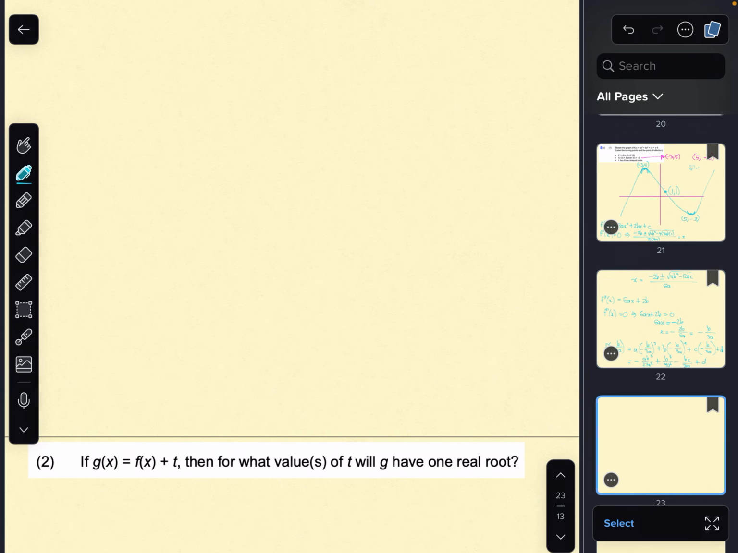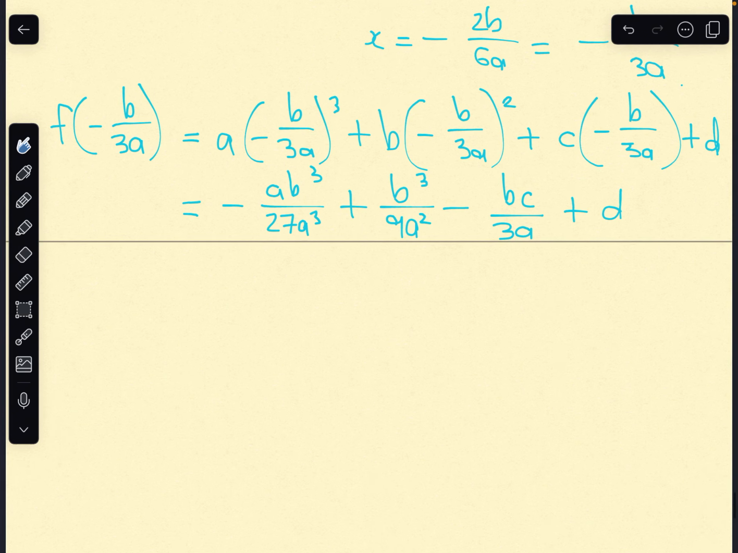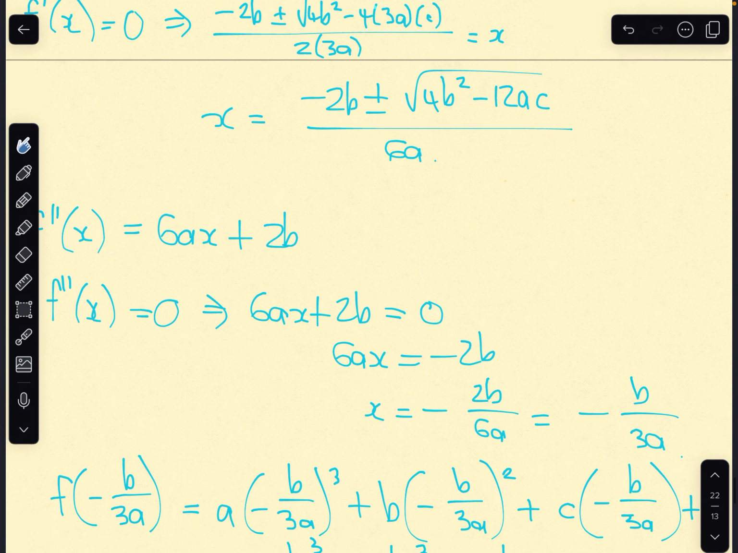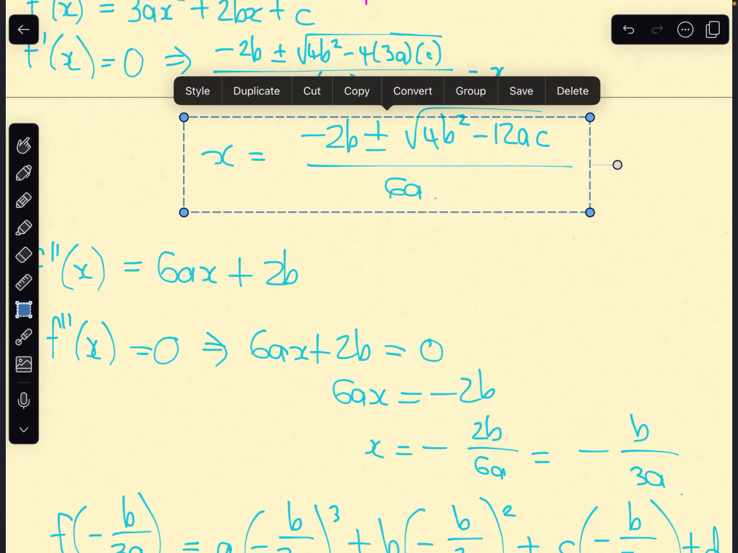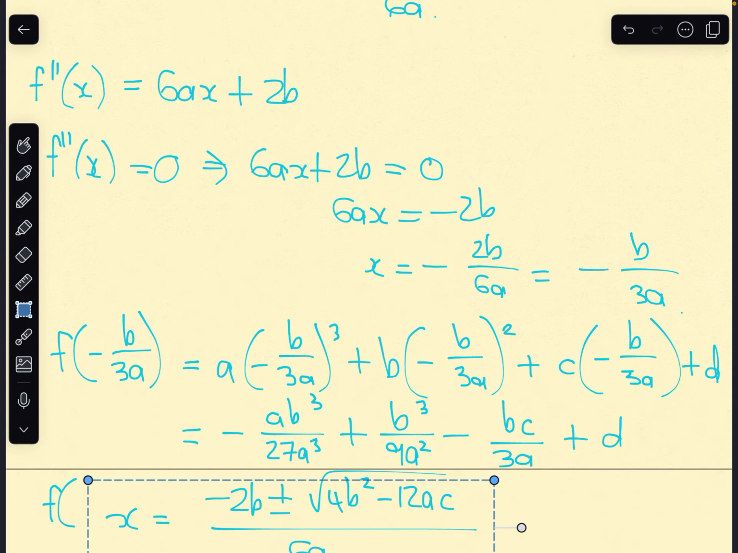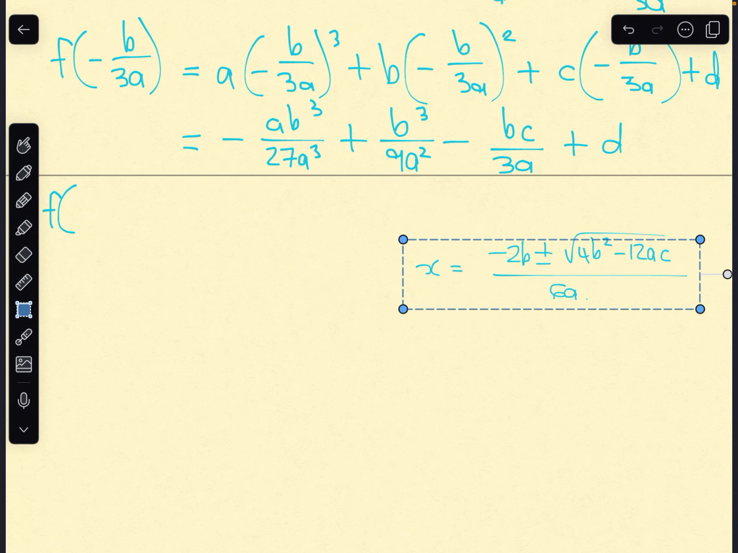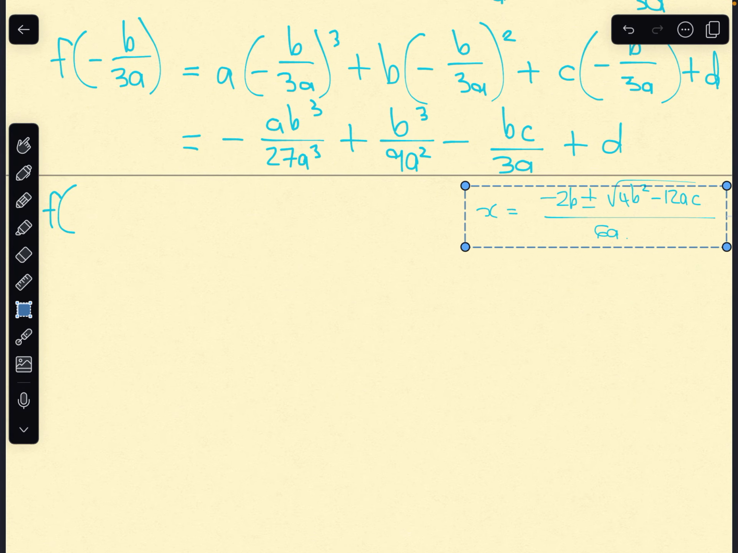Okay, so now let's get into the real mess. So we need to find the value of f for each of these x values for the turning points. Okay, so I'm just going to assist myself and copy this across. Everything in me is resisting doing this.